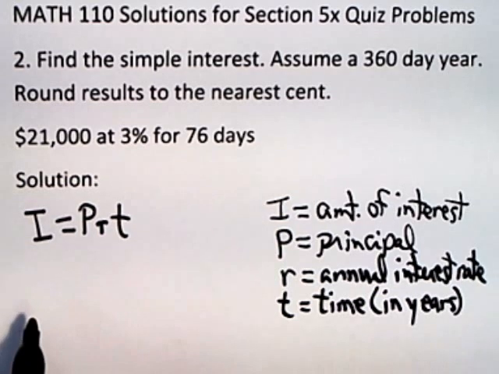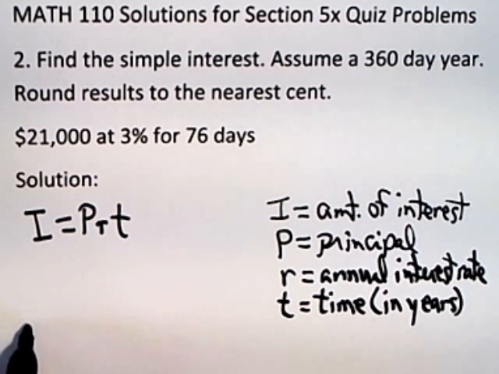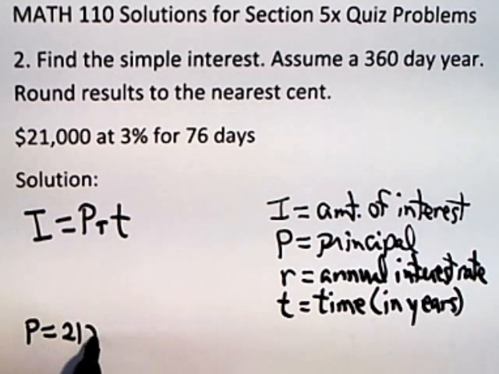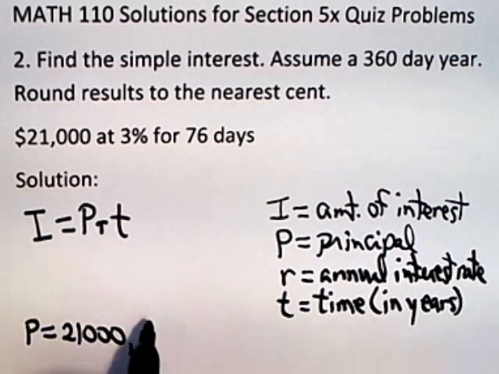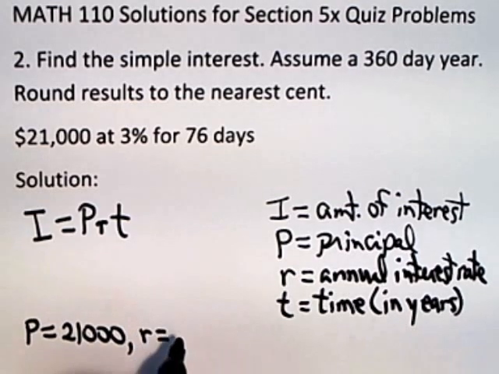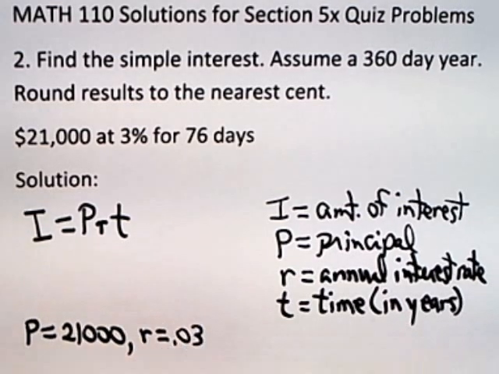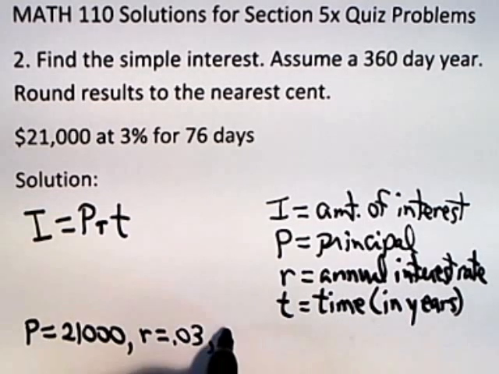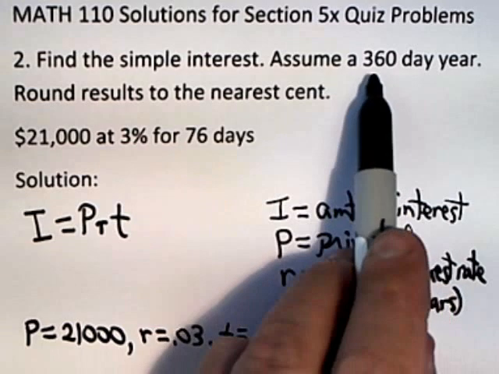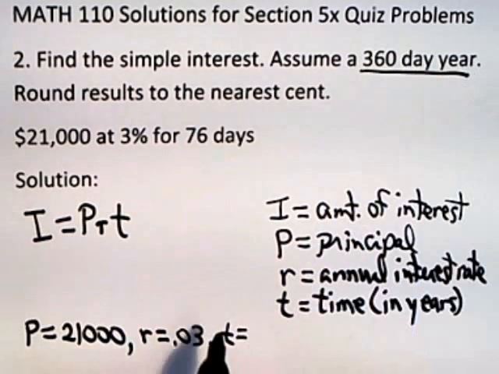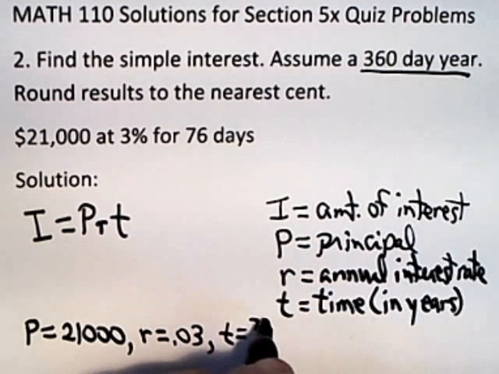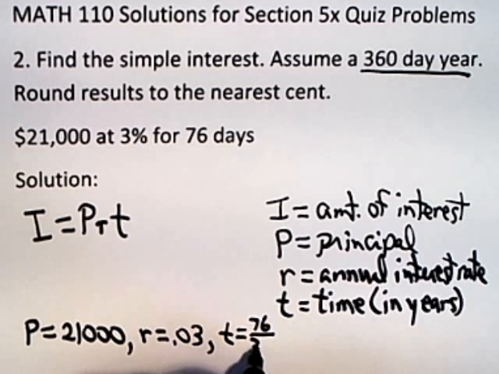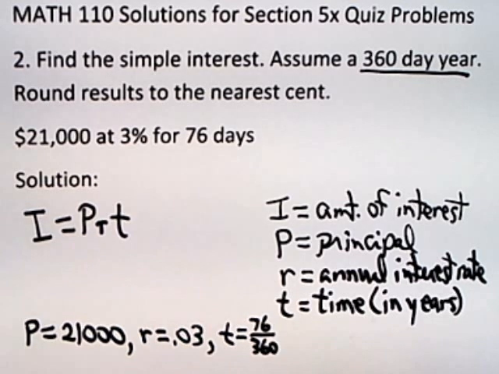So here we know that the principal is $21,000. The annual interest rate is 3%, which is 0.03. The time has to be given in years, so 76 days, assuming a 360-day year, is 76/360ths of a year.